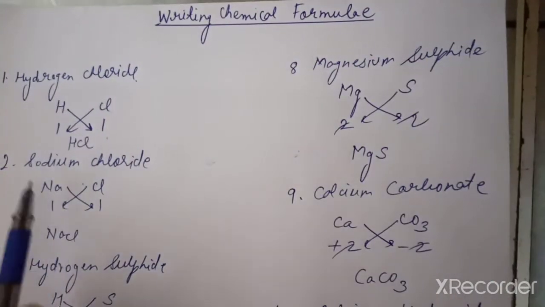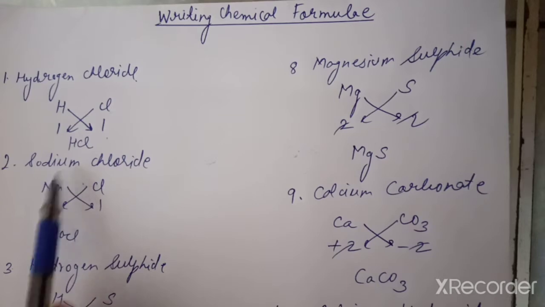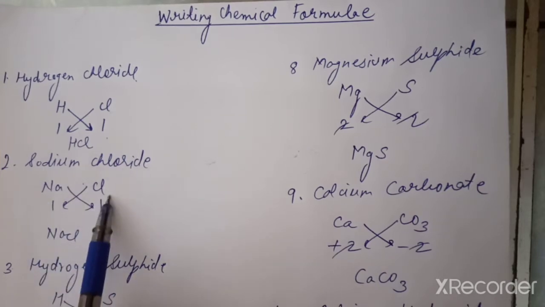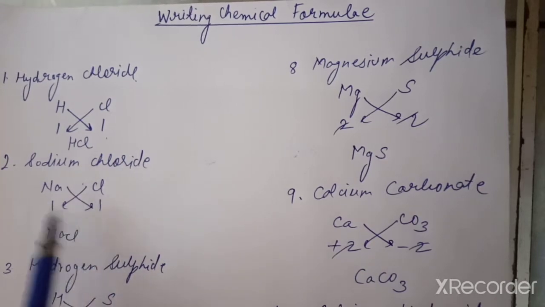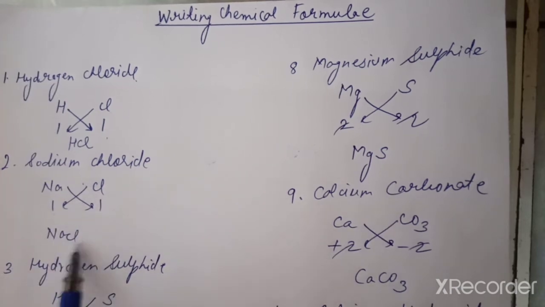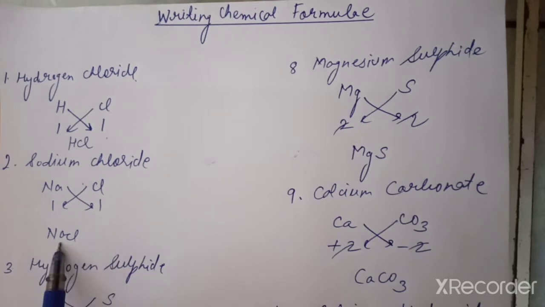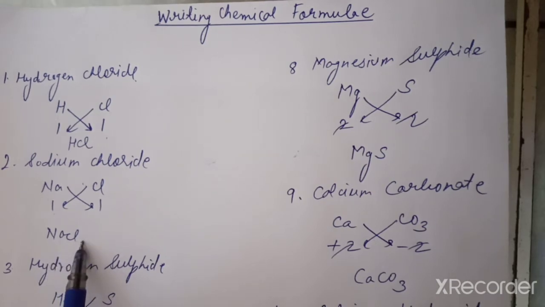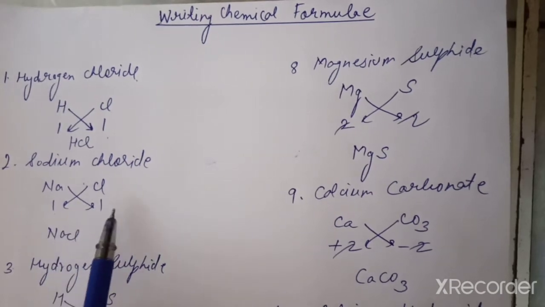So the formula of hydrogen chloride is HCl. Now the next, if you consider, is sodium chloride. The symbol of sodium is Na, chloride is Cl. We will be writing the valency with the crisscross method. This would be shared here and this will be shared here. We will write NaCl. Now 1 we never represent, because it is understood when we are not writing it: there is one atom of sodium and one atom of chlorine. So we are not showing the 1.